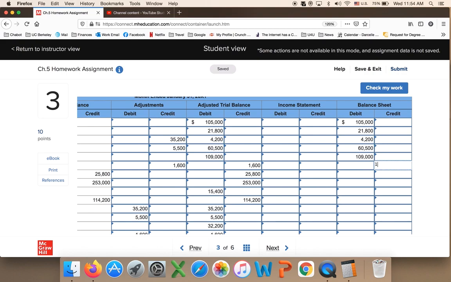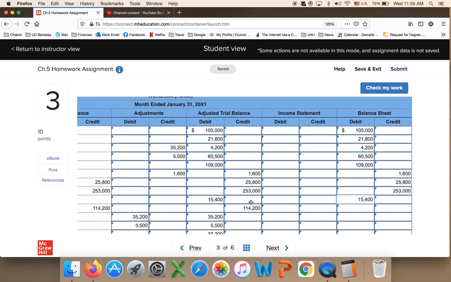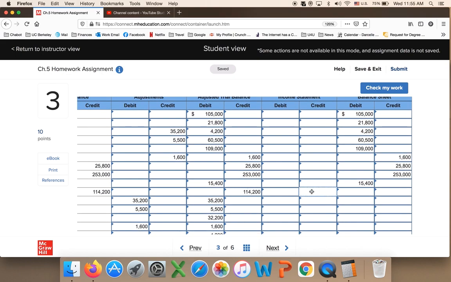Keep your debits, credits intact. Just copy. That's it. The last one is drawing, okay? And that's it. That's the balance sheet. Everything below drawing, so this 114 is revenue and then expenses, I copy to the income statement. So the bottom half, this is my fees income credit, and then all of the expenses are debits.